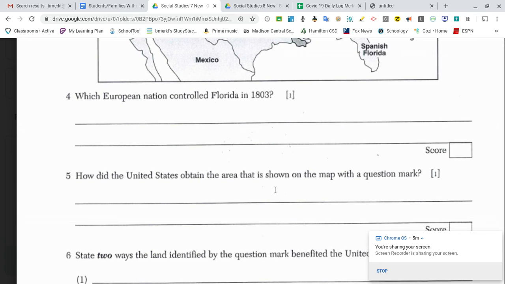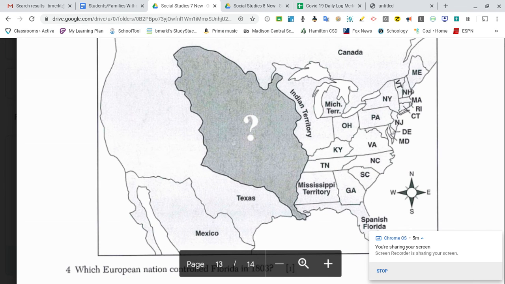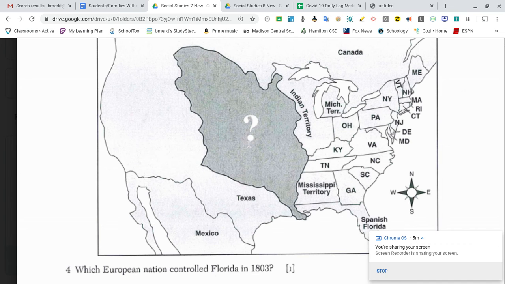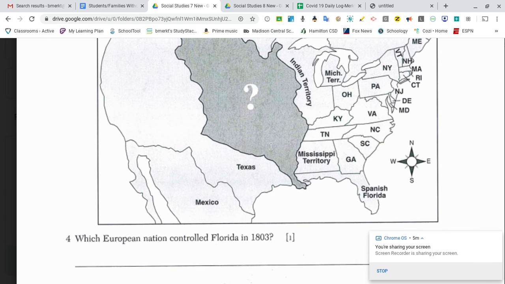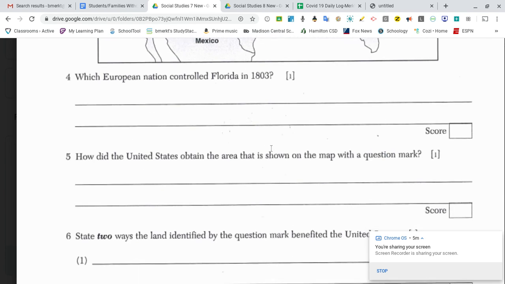How did the United States obtain the area shown on the map with the question mark? Well, here's the big question mark right here. We just talked about this as the Louisiana Purchase, which means, yeah, we bought it. In fact, we bought it from who? We bought it from France. So that would answer that question.